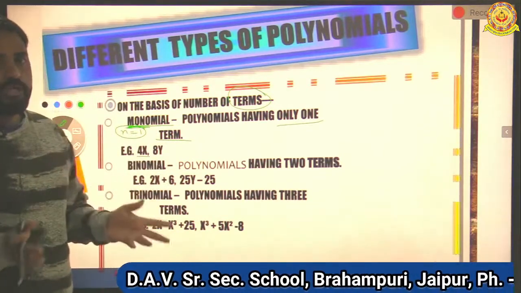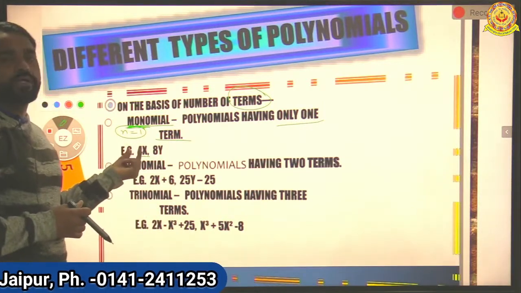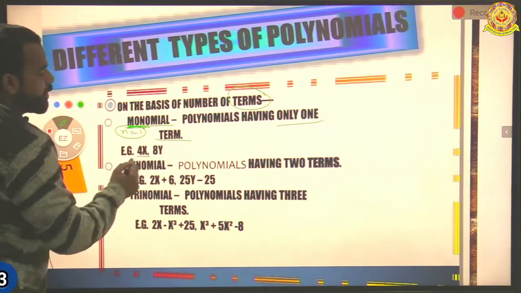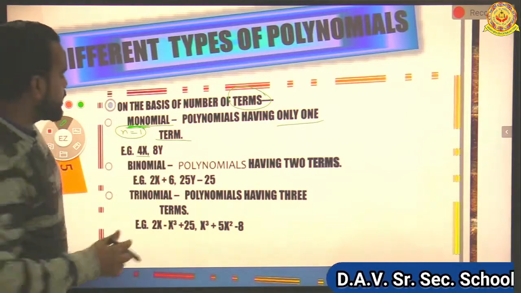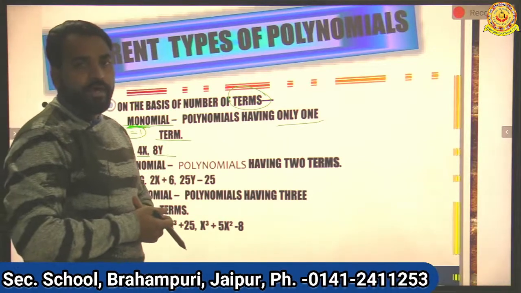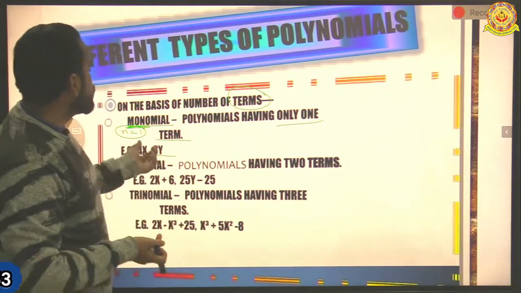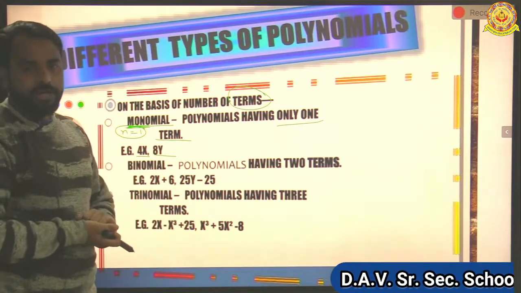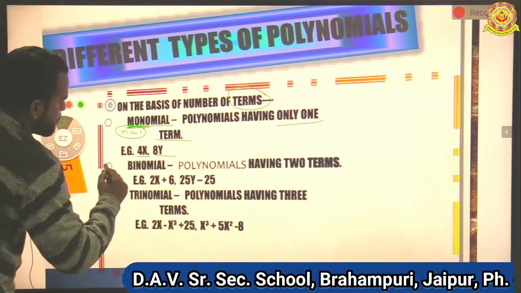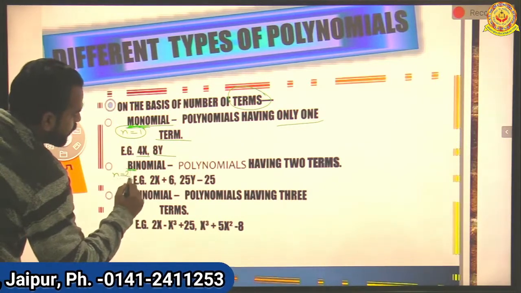There is no plus or minus sign after 4x. That means it is only one term, with x as a variable and 4 as the coefficient. Second, 8y. It is only one variable, y, along with the coefficient, which is 8. So that means it is also a monomial. Clear? Now next, binomial. Now bi means that the number of terms is 2.